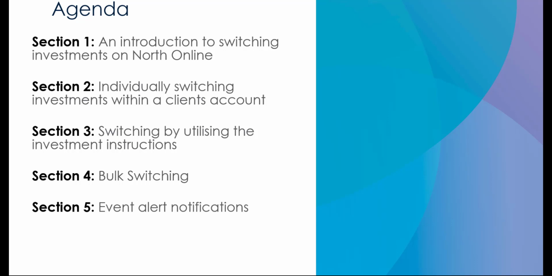So our first section looks at an introduction to switching investments, including some considerations you need to know before you get started. Then we're going to be looking at individually switching investments within a client's account. Then looking at switching investments, utilizing the investment instructions. We're talking about automating. So how do you go about doing that? We'll talk about that. Then we'll look at bulk switching. So when we're talking bulk switching, we're talking about switching for multiple clients at the one time, or it could also just be that you're switching unit by units.